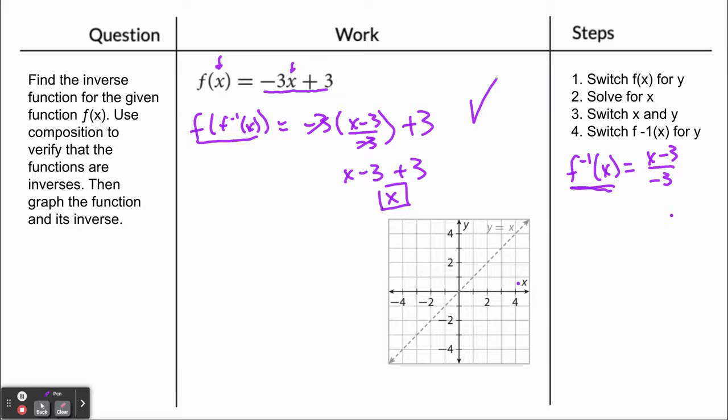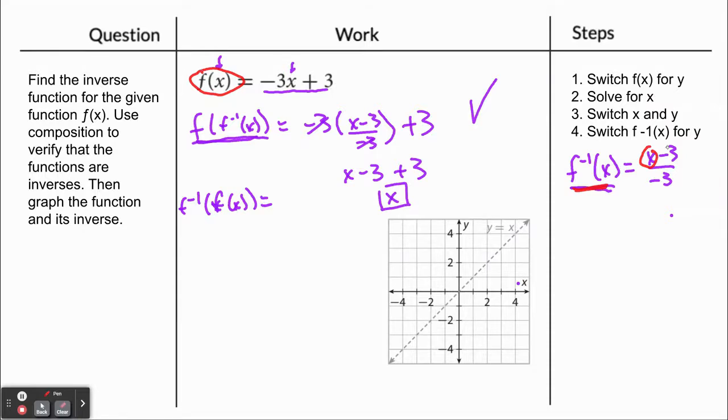The other thing that we want to do is we first took the original function and plugged in the inverse. Now I'm going to do the opposite. I'm going to take the inverse function and plug in the original function. So in this one, we're going to take the inverse function, but anywhere we see x, we're instead going to plug in this whole thing, f of x.